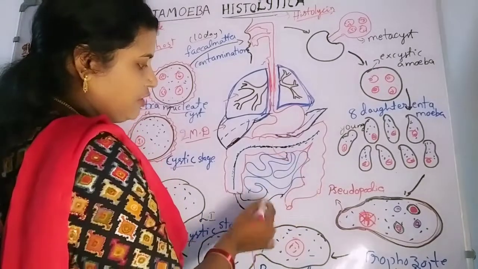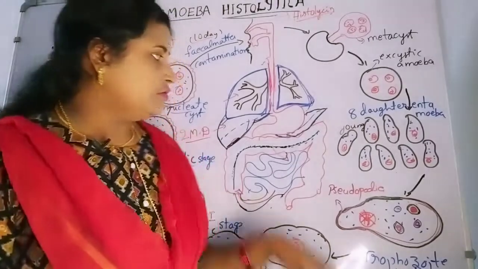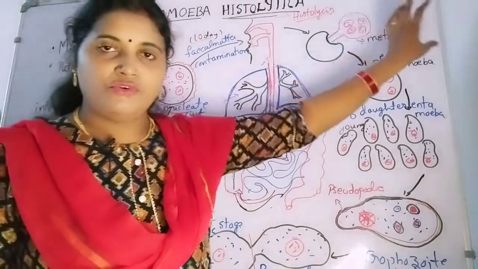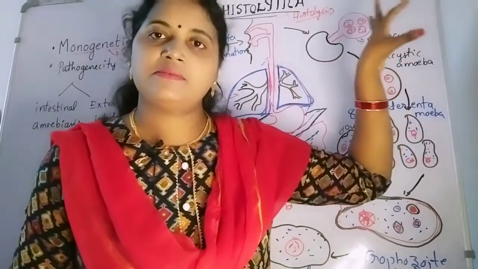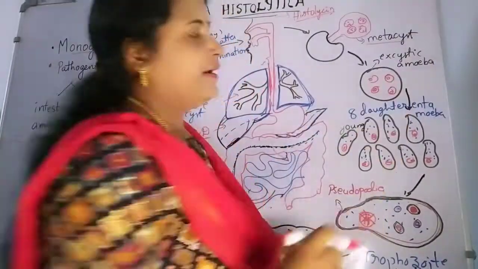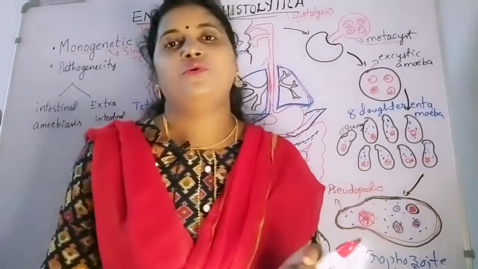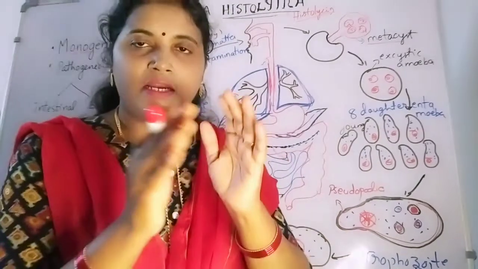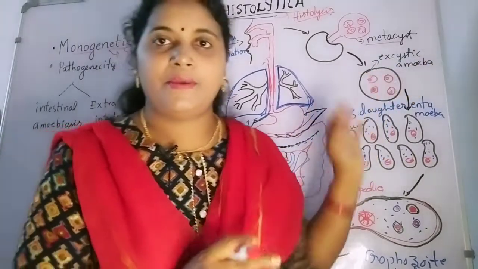It enters the small intestine, and from the small intestine it enters the large intestine. In the large intestine, the cystic wall with four nuclei is known as the metacyst. This metacyst releases those four nuclei out of the cystic wall. The metacyst is also known as the exocystic amoeba.